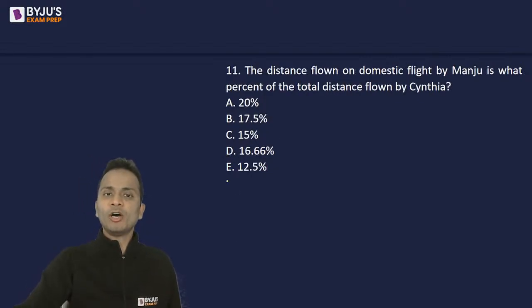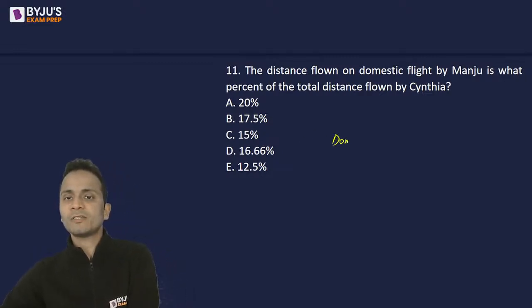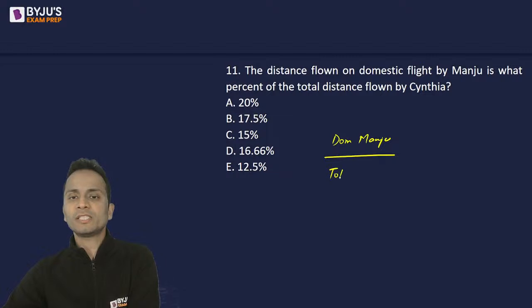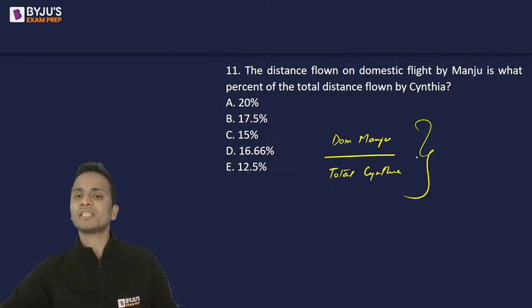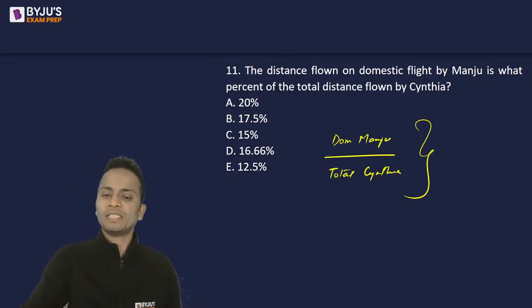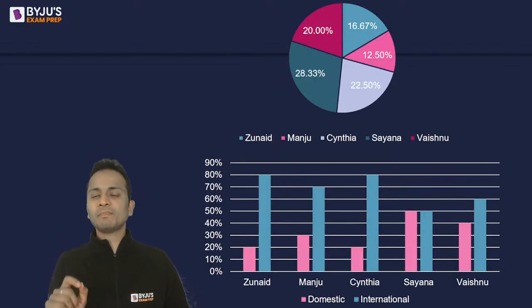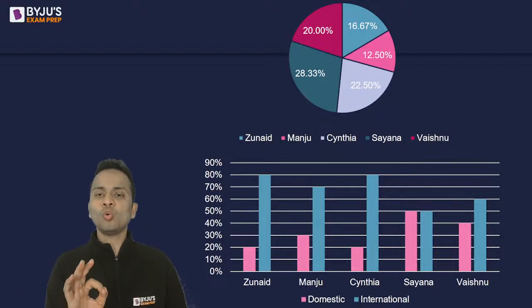Done. Now moving on, looking at the next question, question number 11. The distance flown on domestic flight by Manju is what percentage of total distance flown by Cynthia? So domestic Manju is what percentage of total distance flown by Cynthia? All right, this is what you'll have to find out. Write this expression. I will take you to the graph.